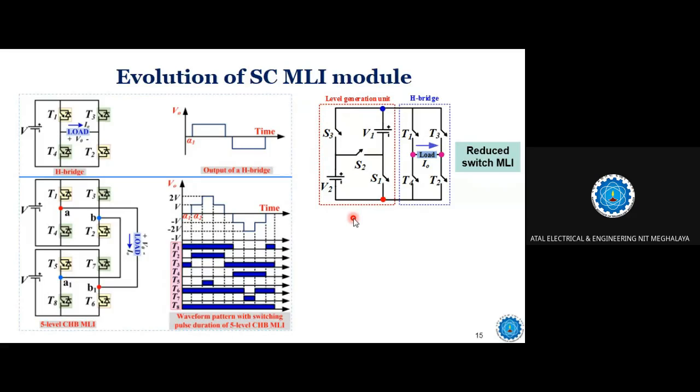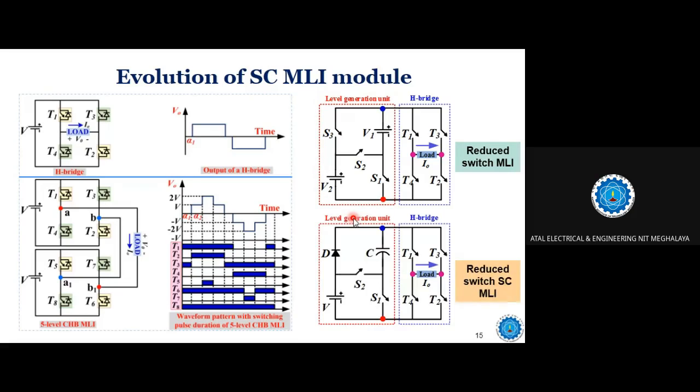So why have I shown this circuit on the right-hand side, and how does the switched capacitor come into the picture? You can see I have added another circuit here, the same circuit, where I have replaced one of the sources, V1, with a capacitor, and another source is there. So you can see the interesting feature of this circuit: first, there is only a single source.